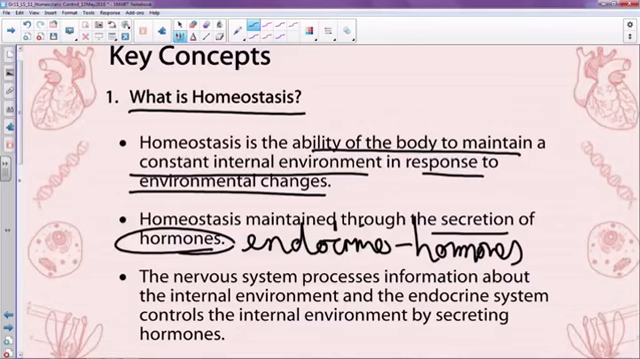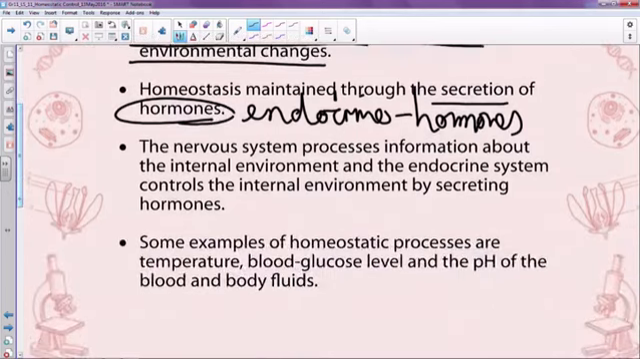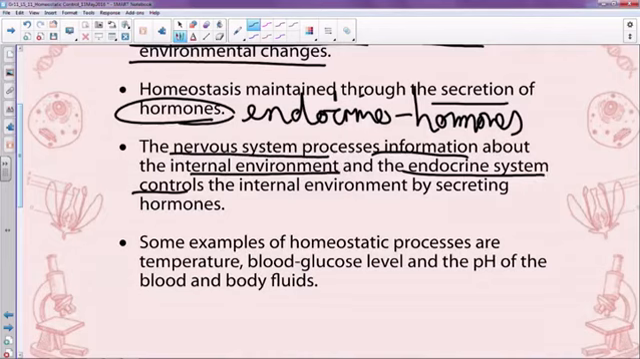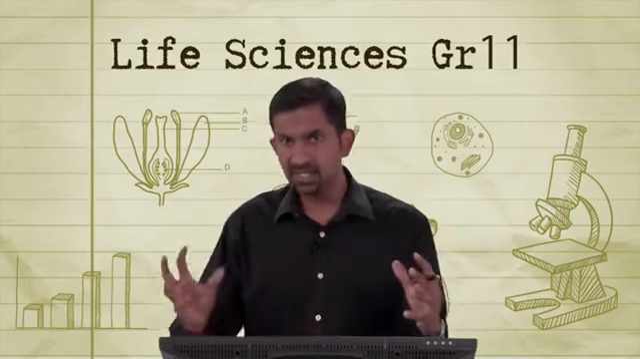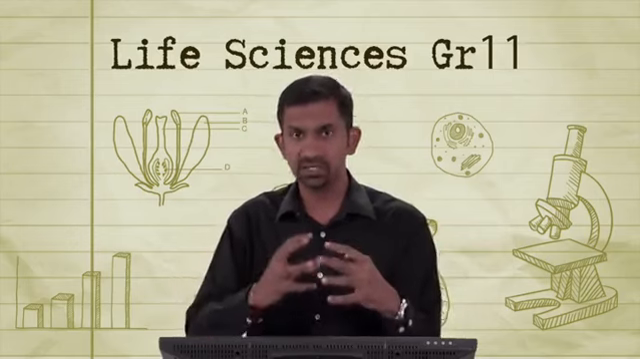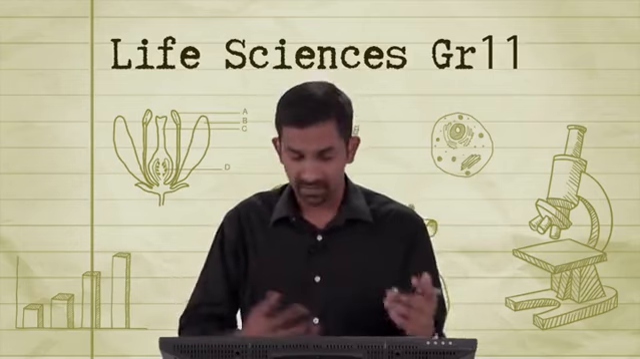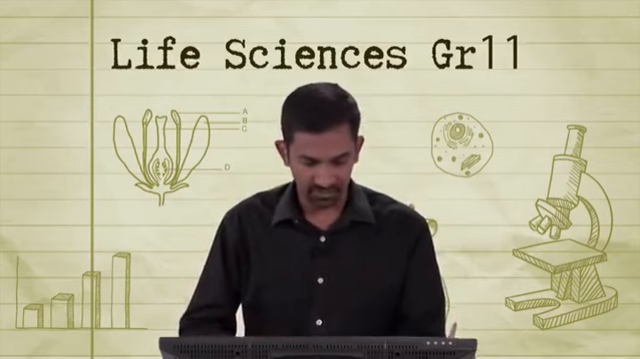We also know that the body cannot function exclusively just by a negative feedback mechanism using the endocrine system. The nervous system plays an important process in processing the information about the internal environment. And with the endocrine system, they bring about a control mechanism that keeps the internal environment constant, and that's done by secreting hormones. So essentially, when we look at homeostasis, it's coupled with the nervous system, the brain, as well as the endocrine glands, and how they collectively coordinate and bring about homeostasis for the optimum functioning of an organism.